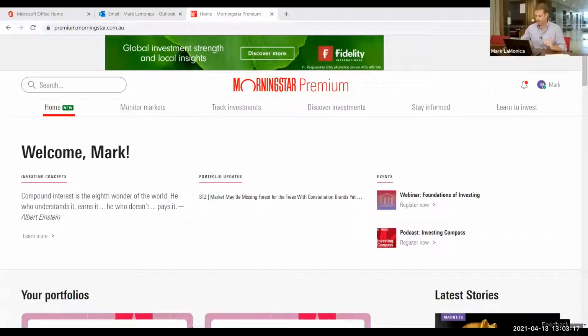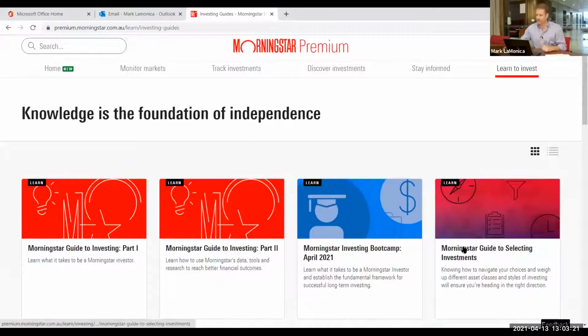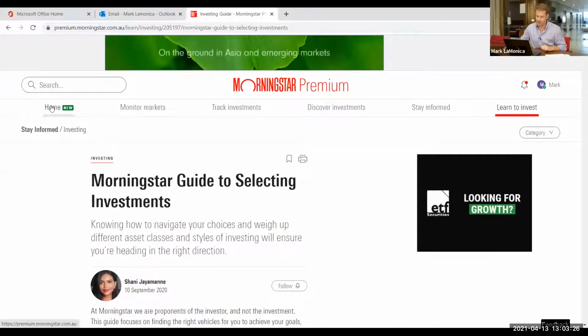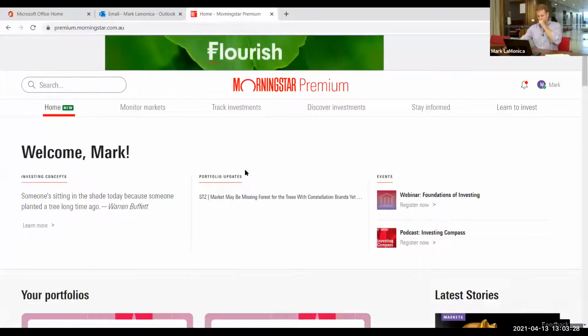So first I'll show you where the guide is if you want the written version of this. So I'm on the website. I am going to go over to Learn to Invest. And it's this guide right here, the Morningstar Guide to Selecting Investments. So we're basically going to go through that process. And yeah, let's get started.